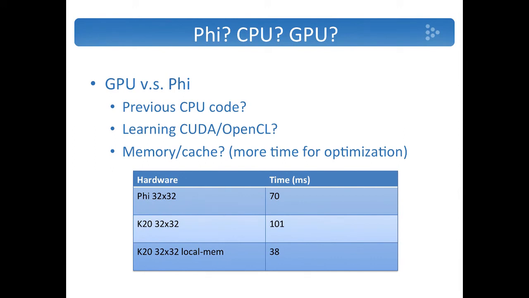So if you know how to program GPU and you want to optimize your code, then use the GPU. If you don't know how to program GPU and you don't want to spend a lot of time on optimizing the on-chip memory, you can try Xeon Phi. That's my suggestion for the GPU and Xeon Phi.